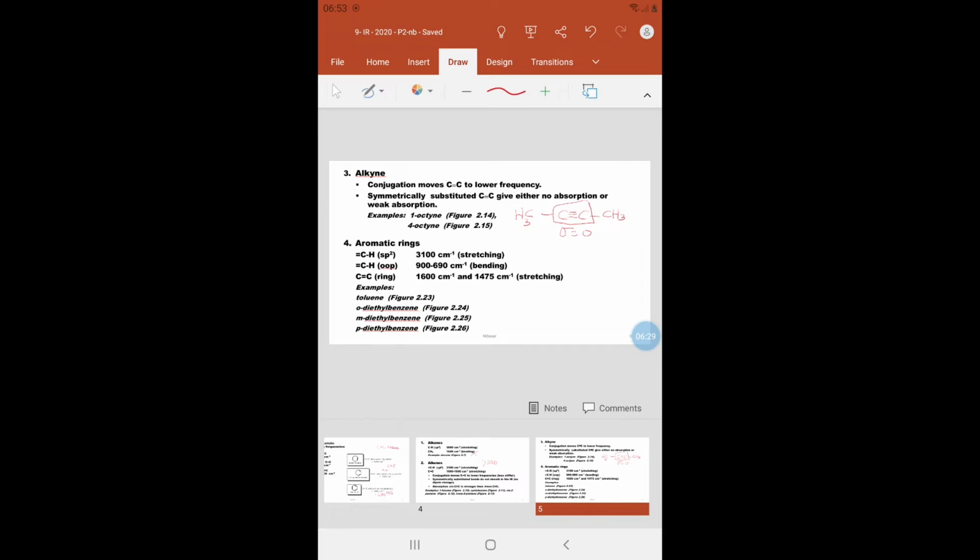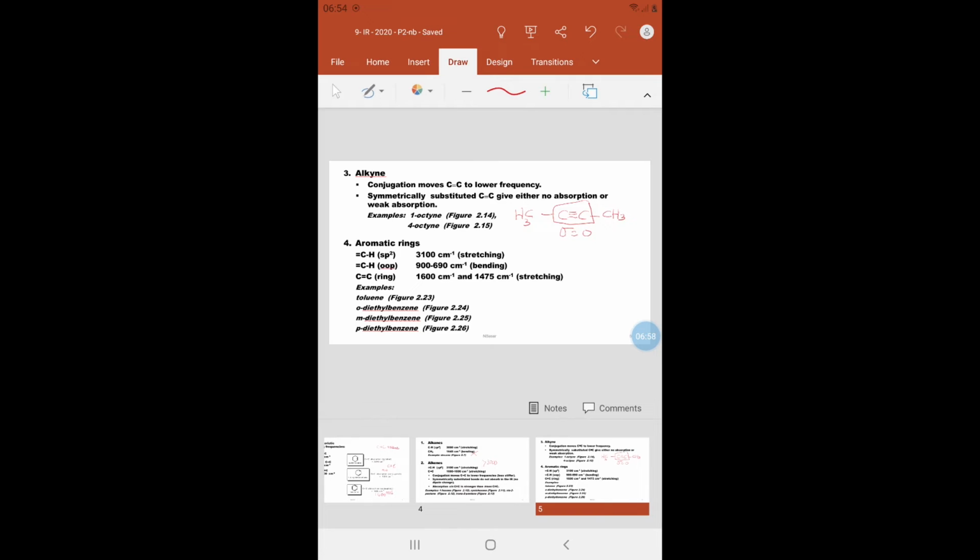So how to know this? Normally we will give you the molecular formula. There is no way that we give you the spectrum, but we expect you to identify that this compound is a symmetrical alkyne. Normally we will give you the molecular formula, so from there you can spot that this alkyne is a symmetrical alkyne.